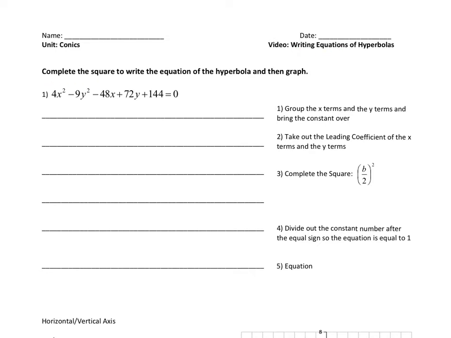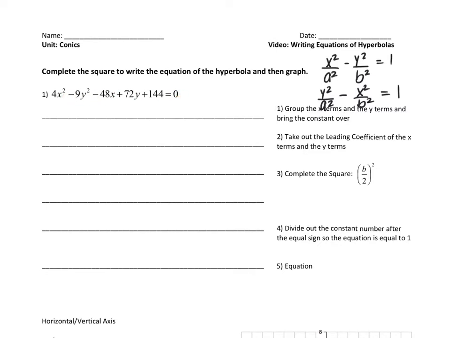So very similar to circles and ellipses, except we know that a hyperbola equation will be in the form x squared over a squared minus y squared over b squared equals 1, or y squared over a squared minus x squared over b squared equals 1. So it's either the y is negative or the x is negative. So we need to account for that when looking at completing the square.